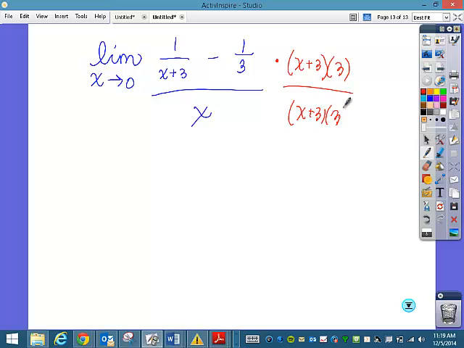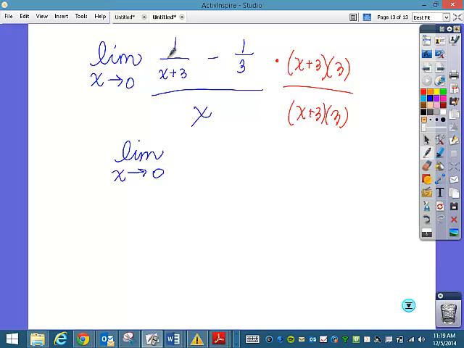Wait, you're not adding by 3? Or is it minus x? No, we're just trying to get rid of the fractions. Is everybody cool with that? Okay, so I can't drop my limit yet because I haven't plugged 0 in.